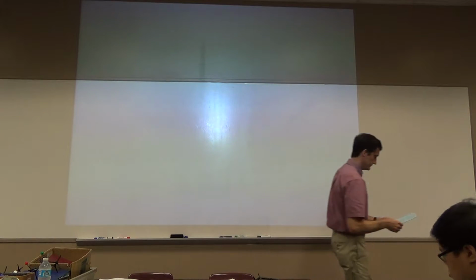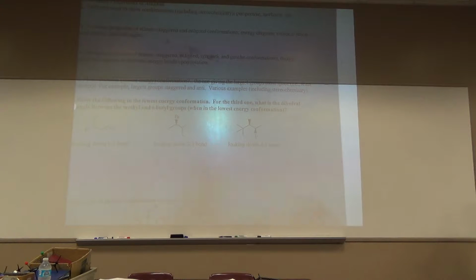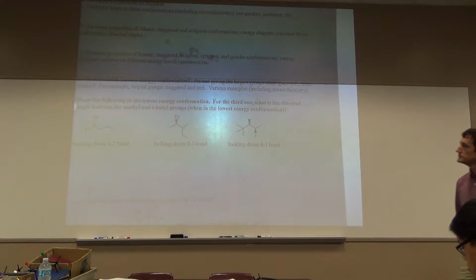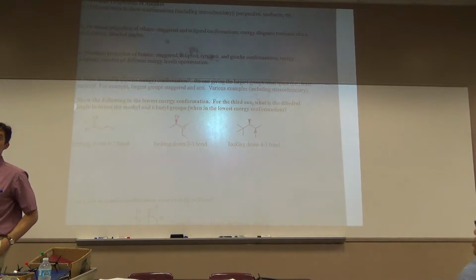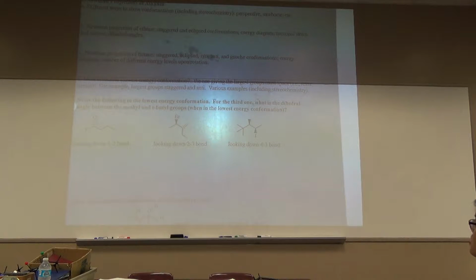Let's do some problems here. Okay, that was with 2 groups, like 2 methyls. What about other groups? And what if we had more than 2 groups? What if we had 3 or 4 that we were having to deal with? Well, first off, here's the take home. You want your larger groups to be what? Anti. Okay? Your larger groups anti.